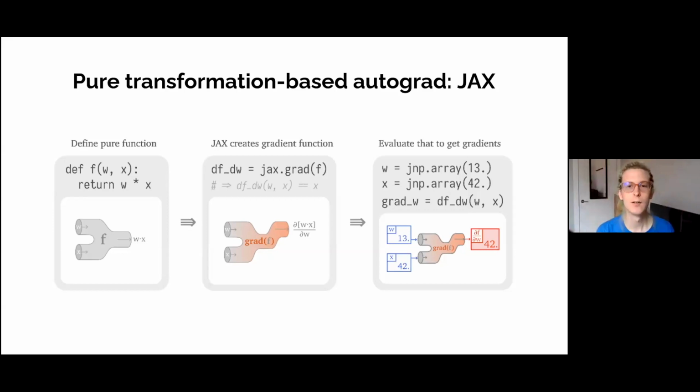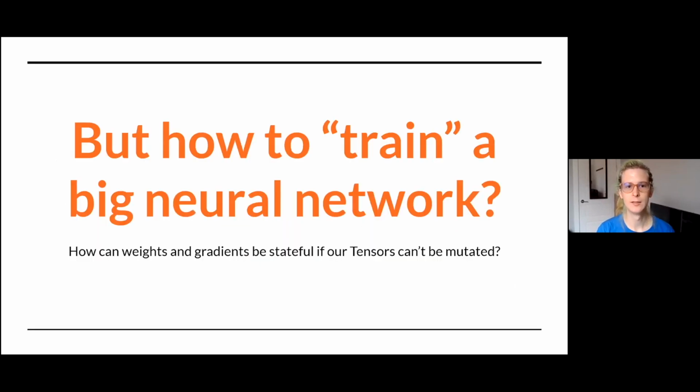Okay, fine. But this is kind of small and silly, and like, how do I train big models with lots of tensors, complicated functions, and things that aren't pure? So that's what we're going to be doing in this talk. Or put differently, how can weights and gradients be stateful if our tensors can't be mutated? For those who spend too much time online like me.